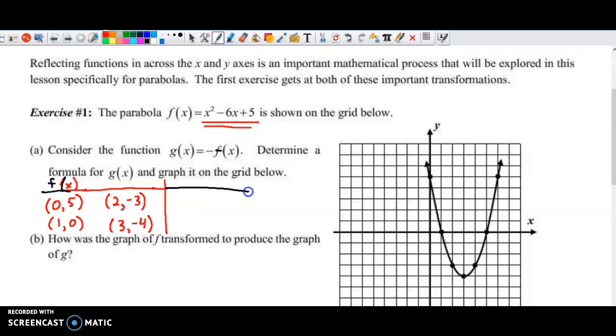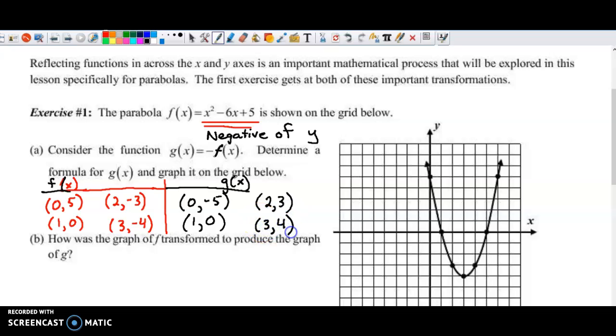So if g of x is negating the y values, because remember this is the negative of f of x, that's what it means. So g of x would be the same x coordinate, but we have to negate all the y coordinates. Now 0 does not have a negative, so then the other ordered pair would be 2, positive 3, and then 3, positive 4.